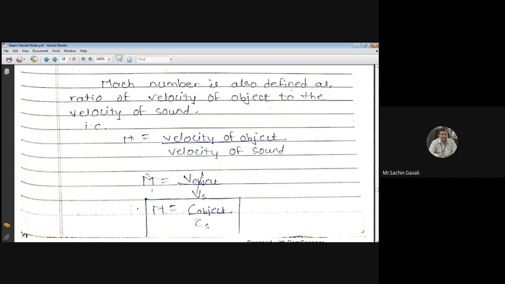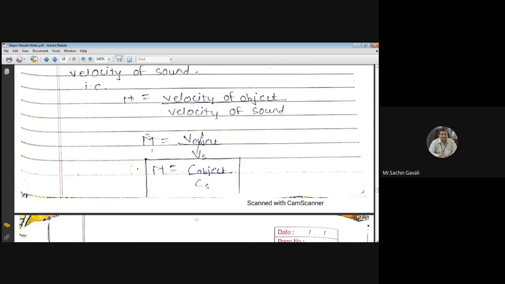Velocity of object to velocity of sound. Therefore, Mach number M is equal to velocity of object divided by velocity of sound.